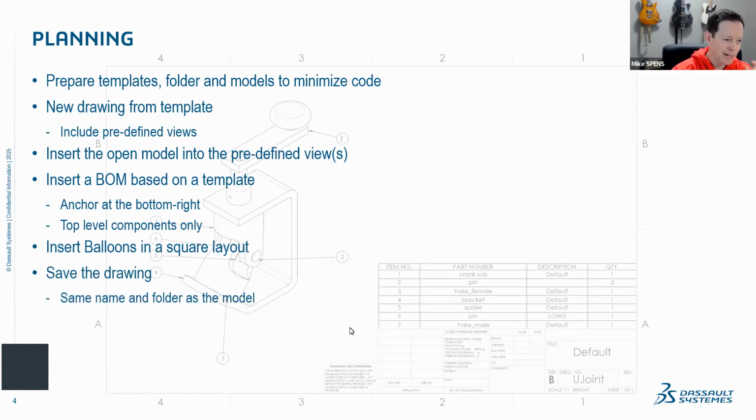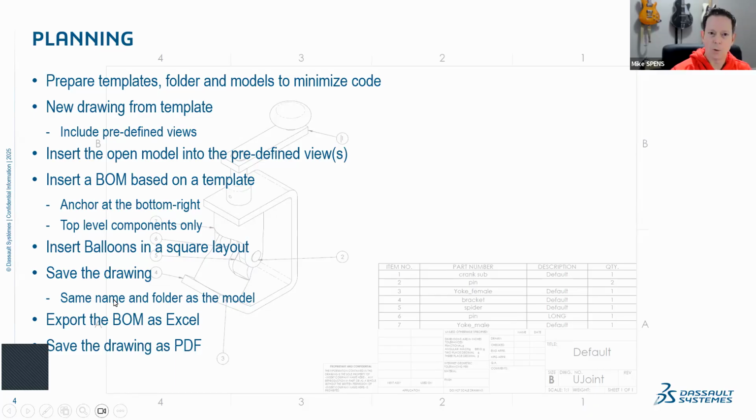I already mentioned this, but the key is plan this out, right? How do you want to save it and where do you want to save it? This will impact your code. I want the drawing in the same folder as the model, same name. When I export the BOM, I want it same folder, same name as the model, same thing with the PDF. So you start thinking about what you're going to do and you start finding places where you want to reuse some code. And that's where I'm going to emphasize creating a class.